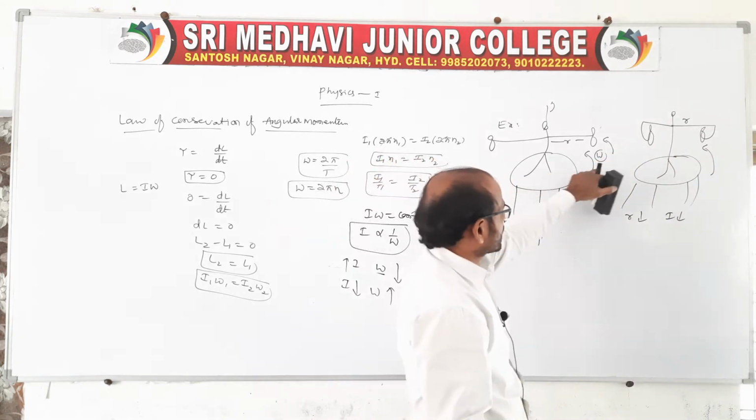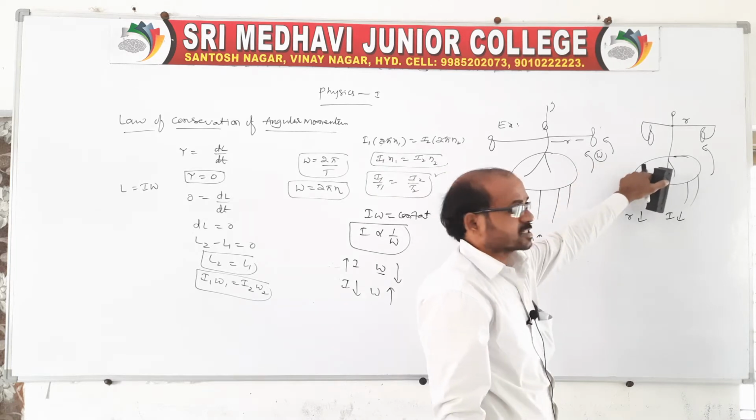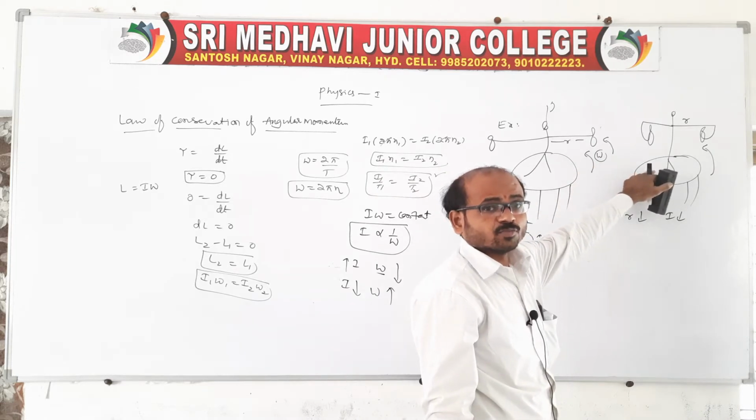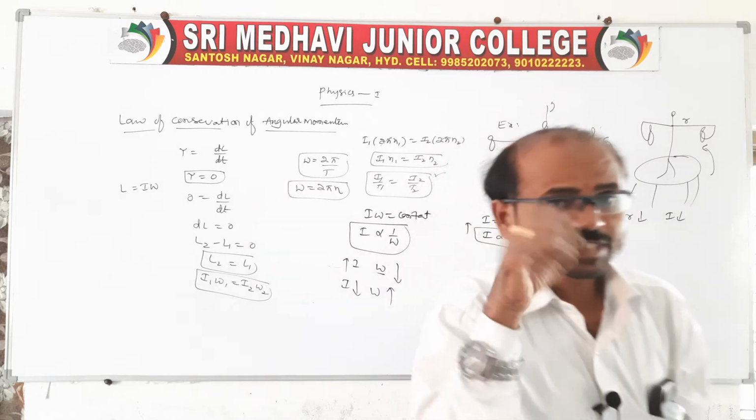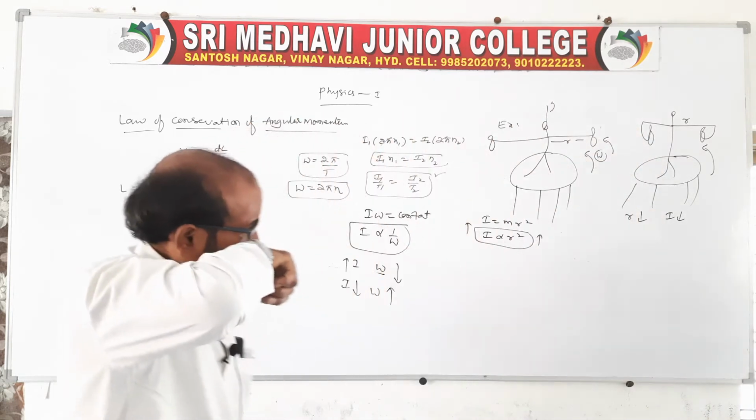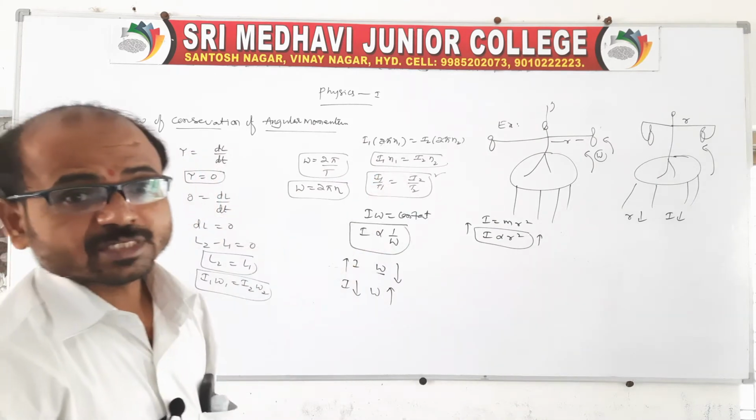Then in this situation, what happens? It rotates with less speed, and in this position it rotates with more speed than this. So in this case, what happens? We can say conservation of angular momentum takes place, right? Conservation of angular momentum takes place.